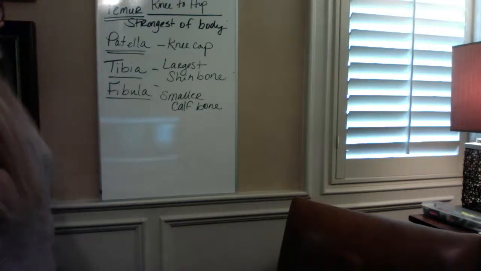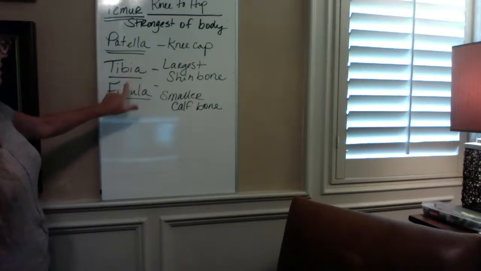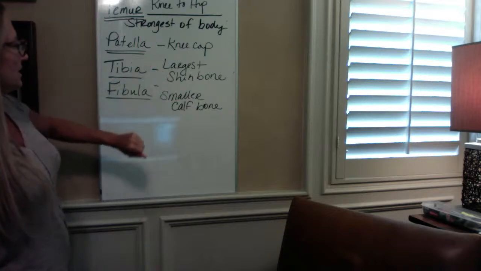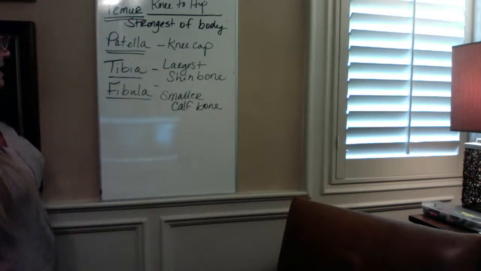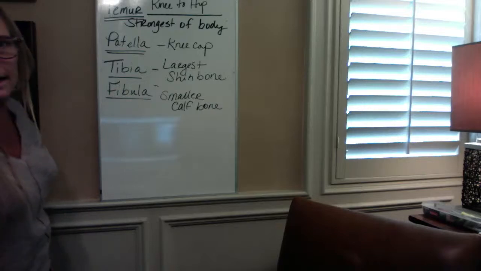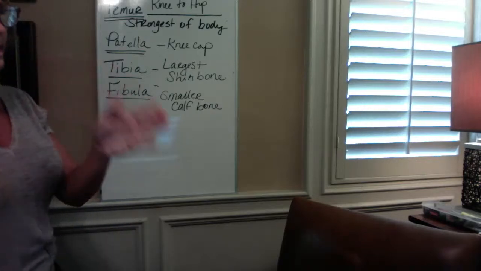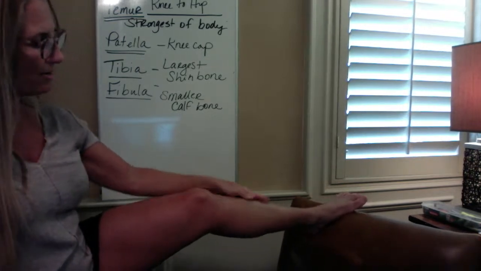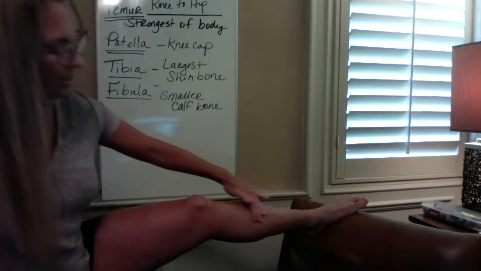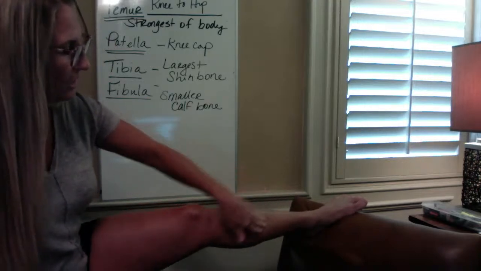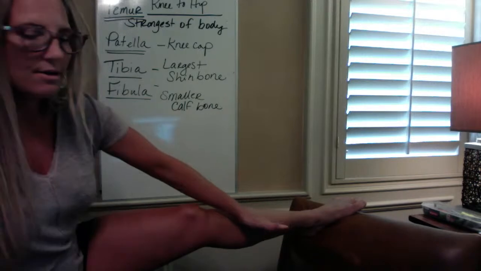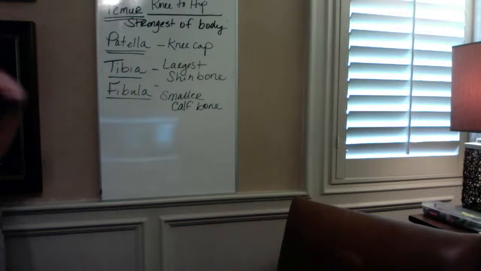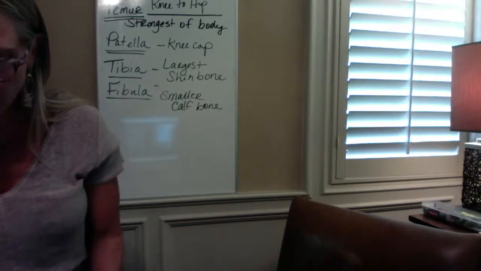So, now let me ask you a question. Between our tibia and our fibula, if this one is the shin bone and this one is the calf bone, how are you going to remember when you're doing a diagram of the leg which one is on the inside and which one's on the outside? The calf is kind of back here. The shin is right here. So that's going to tell you that your shin bone is going to be on the inside right here, where your calf bone is going to be on the outside. So fibula, tibia. Okay. All right.